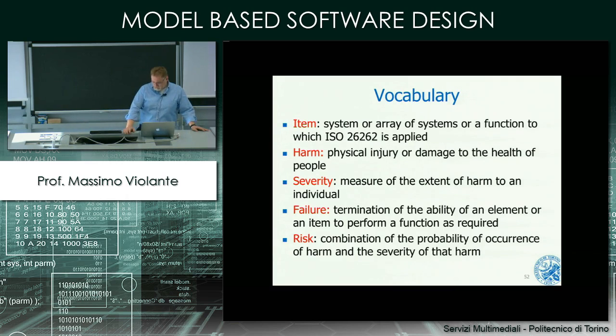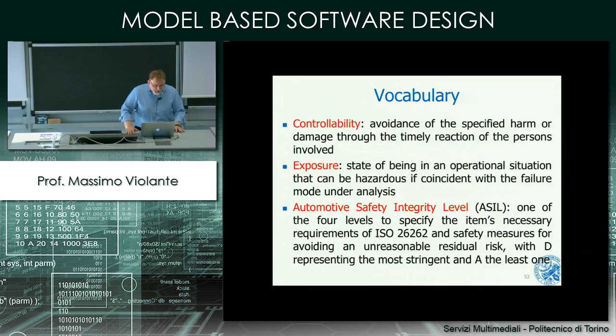If the item is not giving any risk at all because it is not critical for the harm, is not going to create any harm, well, we can do nothing. Then, another term that will be used in what we are about to start looking into is controllability. The controllability could be defined as the avoidance of a specified harm through the timely reaction of the person involved. We could have a failure.